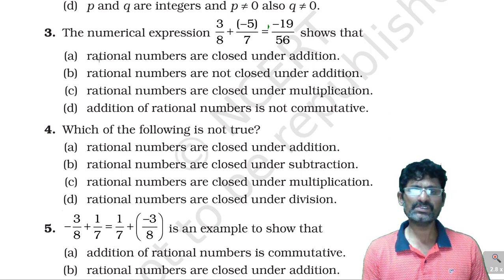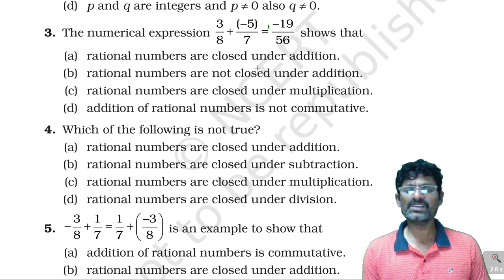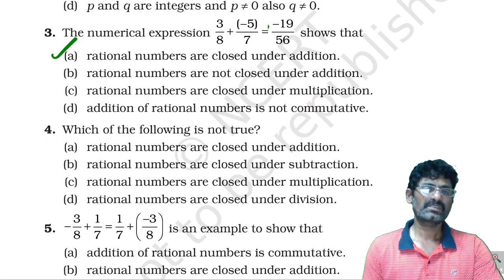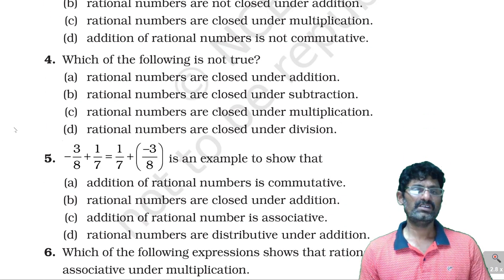So let us see the options. A. Rational numbers are closed under addition. Yes, this is the correct option. Now let us go to the fourth one. Which of the following is not true? Okay, let us see the options.